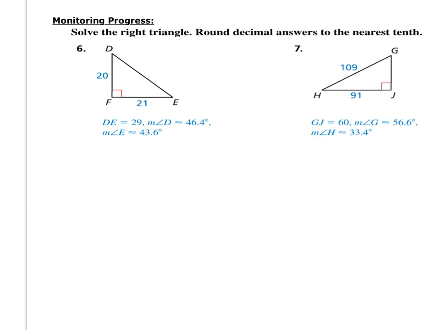Okay, so as you can see, they went ahead on 6 and 7. They found everything. I want you to understand how they found these different parts, and I'm just going to do number 6. There were 3 things they found. They found what this side is, what DE is. Then they also found what this angle was, and then they found what angle E was. All the answers are right here. I'm going to go ahead and set up some things.